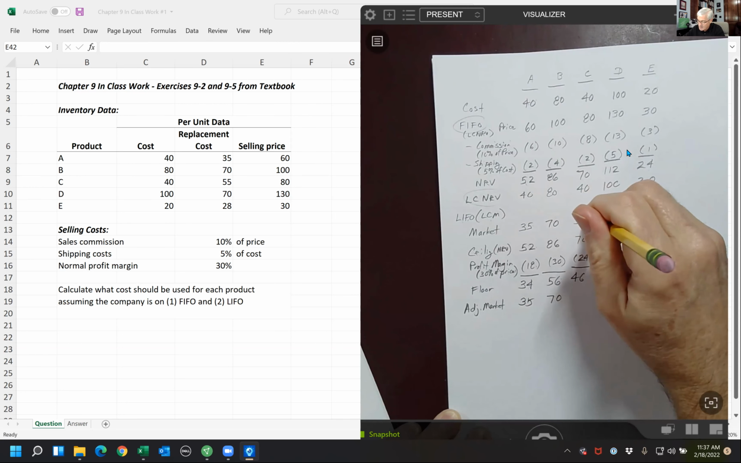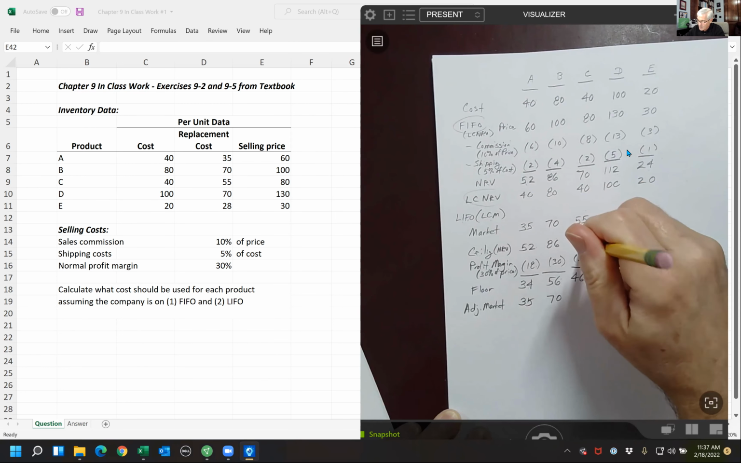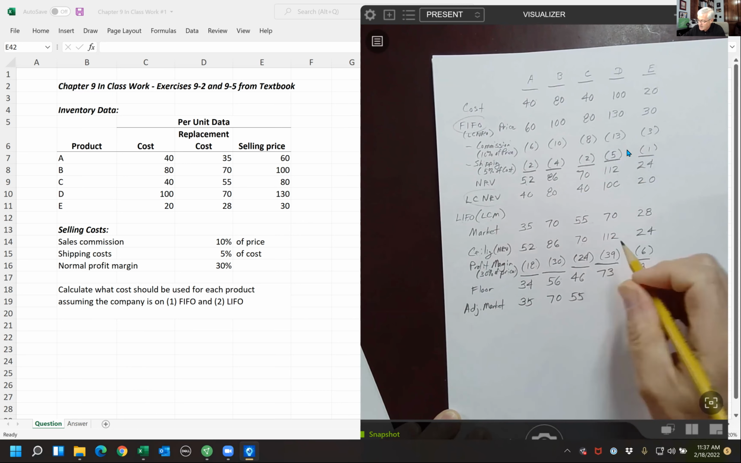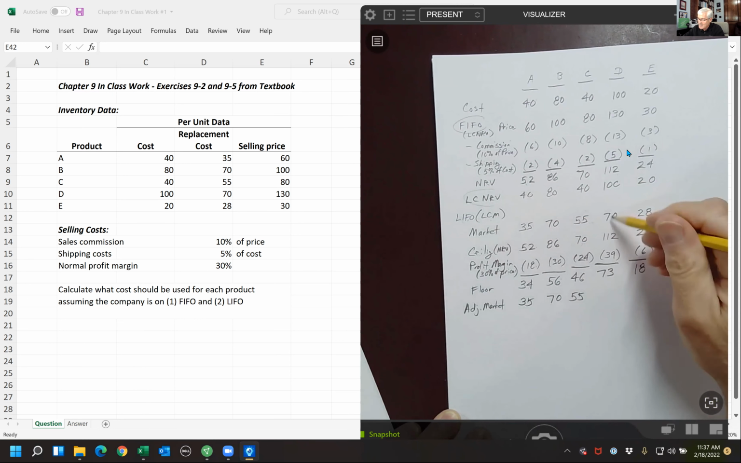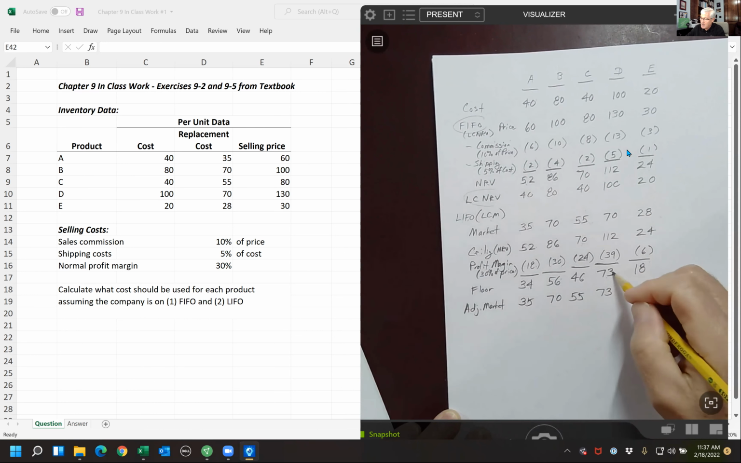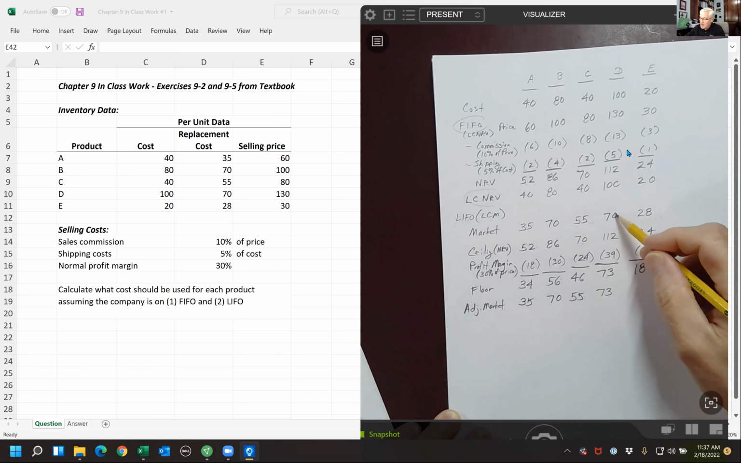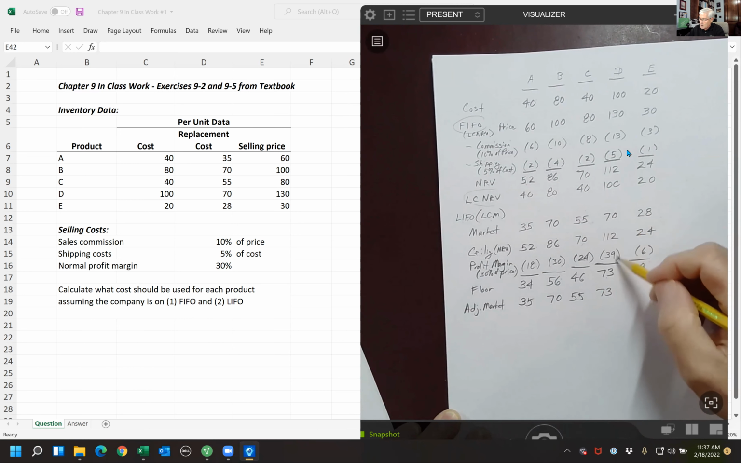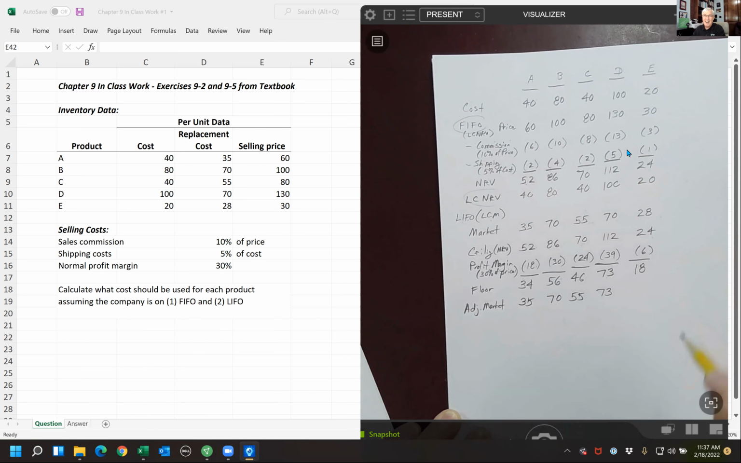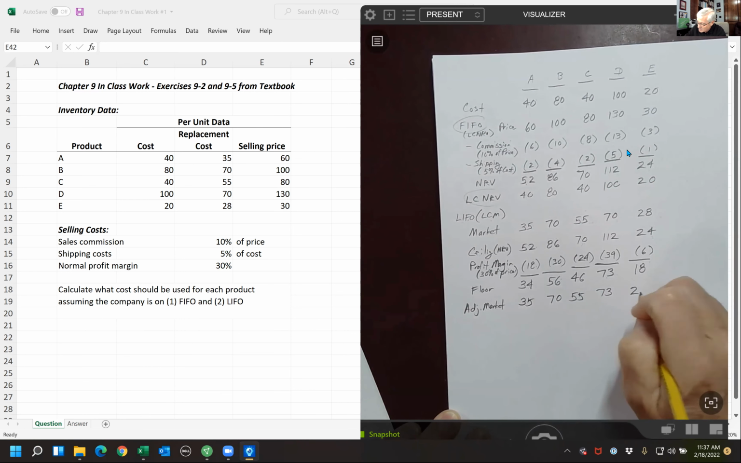55 is lower than the ceiling and higher than the floor, 55. So we're good there. 70, it is lower than the floor. Can't go lower than the floor. So this time we pick up the 73. So, again, the market price has to be between 112 and 173. We cannot go lower than that. And then the 28, here, look at this. This is higher than the ceiling. We can't go higher than the ceiling. 24.